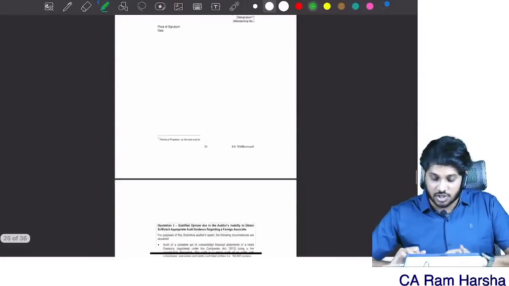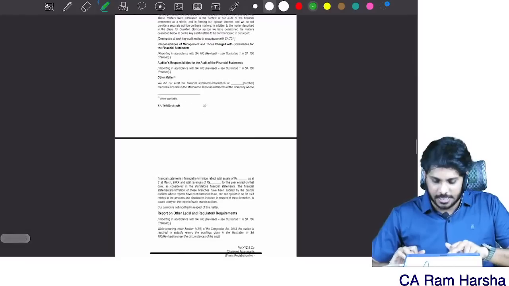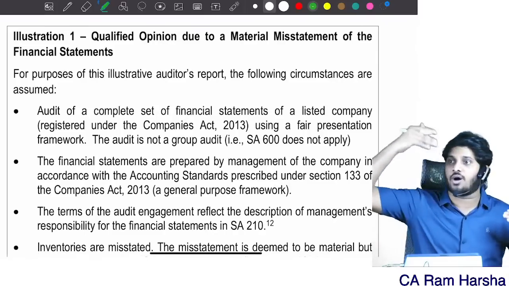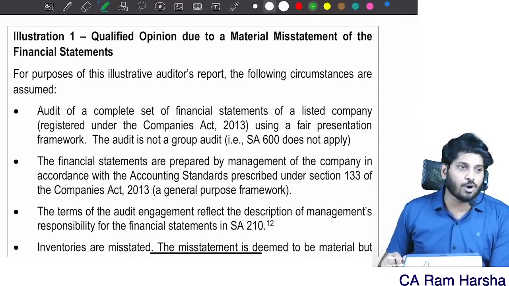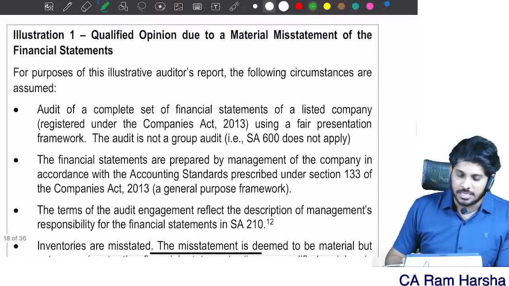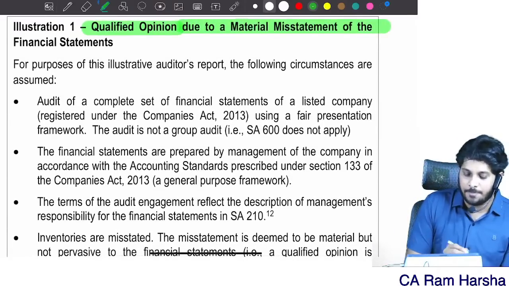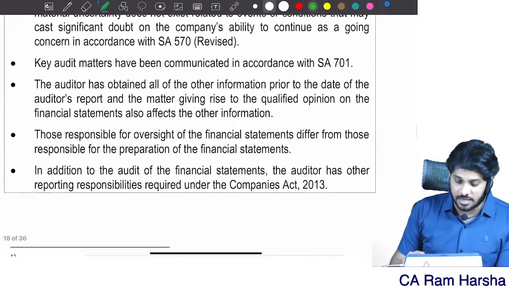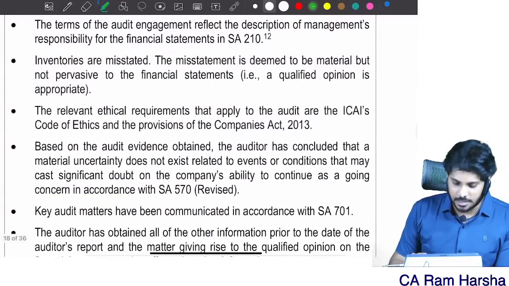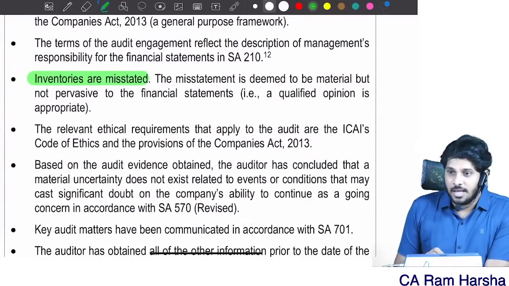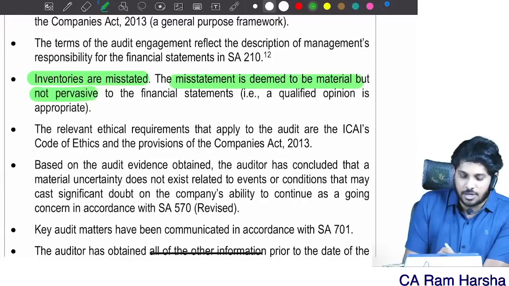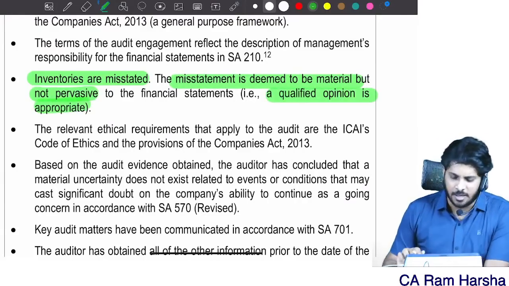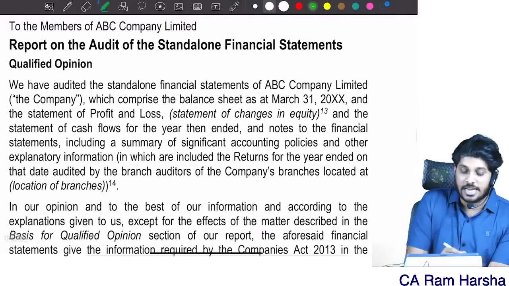Now let us see the illustration on qualified opinion. Suppose I give a qualified opinion, how do the wordings get modified? Suppose you are giving a qualified opinion due to material misstatement in the financial statements. Here they gave a hint: inventories are misstated, and the misstatement is deemed to be material but not pervasive. So which opinion is appropriate? A qualified opinion is appropriate, correct? So how is the auditor giving the qualified opinion? You see, the side heading they modified accordingly.